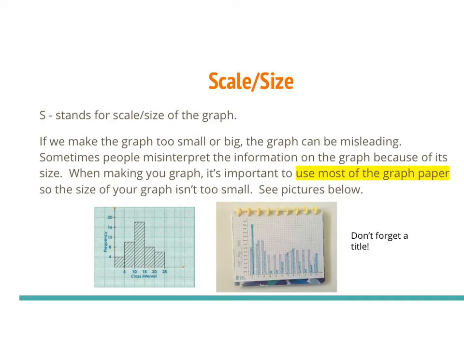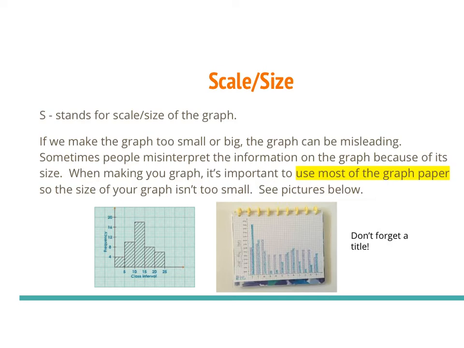The S in TAILS stands for scale or size. If we make the graph too small or too big, the graph can be misleading. Sometimes people misinterpret the information on the graph because of its size. When making your graph, it's important to use most of the graph paper so the size of your graph isn't too small.